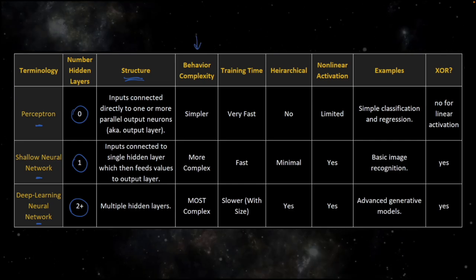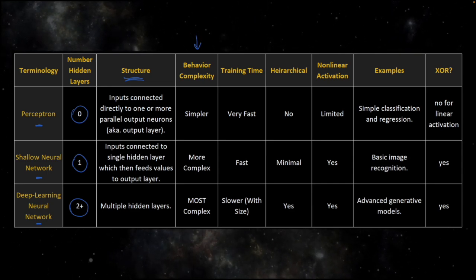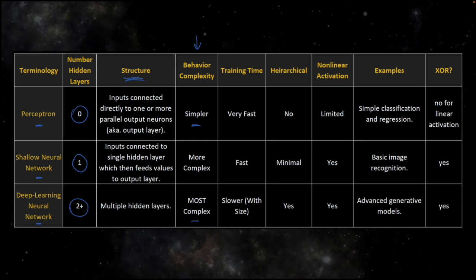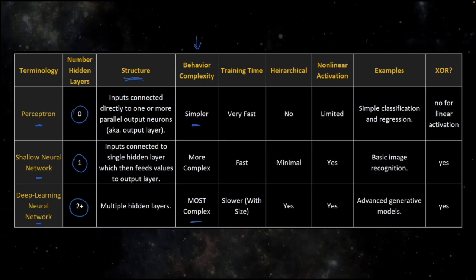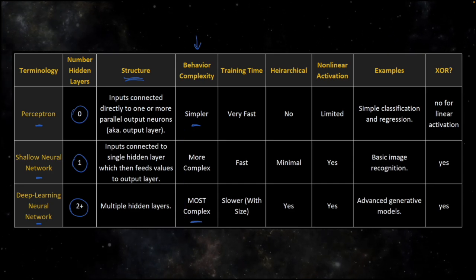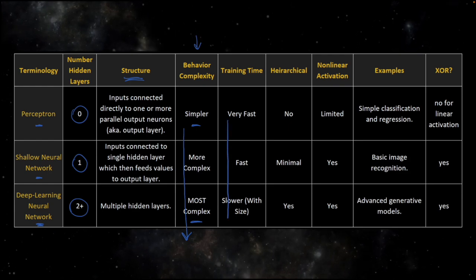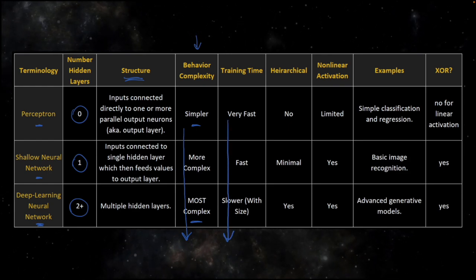Next, let's talk about behavior complexity, or how complex of a system each architecture can represent. Generally, perceptrons are used to represent the simplest systems, and deep learning neural networks would be used to represent the most complex systems. So the amount of complexity we can mimic increases as we go down. Next, we discuss training time, which generally increases as we move from top to bottom, going from simple perceptron down to deep learning neural network.